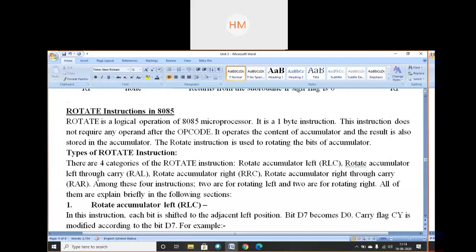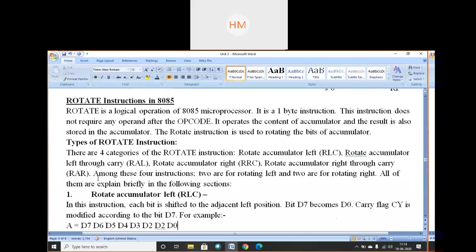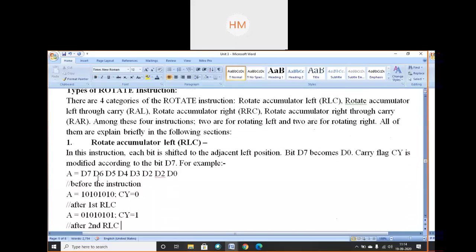Rotate instructions in 8085. Very important instructions because they change the contents of your accumulator as well as the flag register. Rotate accumulator left, RLC. What will it do? Each bit is shifted to the adjacent left position, bit D7 becomes D0, and the carry flag is modified according to the bit D7. Carry flag will store the D7 bit, but it won't rotate the carry flag into the D0 bit.